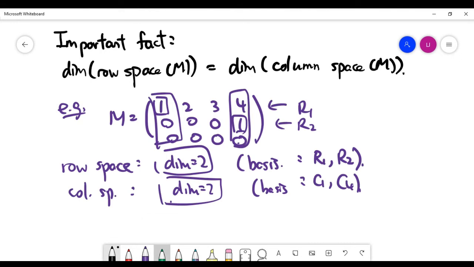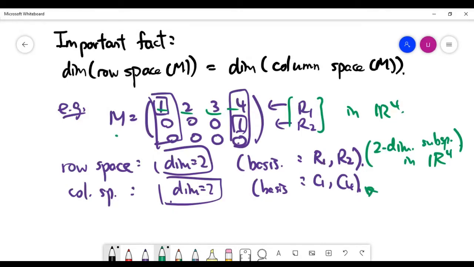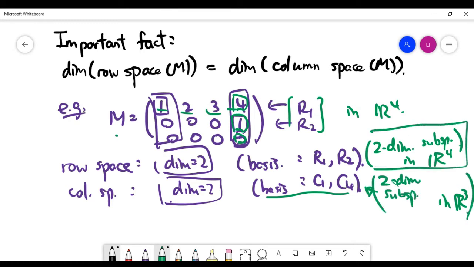And if you try to describe the row space more precisely, you see both rows have actually 4 coordinates, right? So it means both rows are actually in R4. So it basically means the row space is a 2-dimensional subspace in R4, right? And how about the column space? The column space, you see, each column vector actually has 3 coordinates. It means the column space actually must be sitting in R3. And we understand that the dimension is 2. It basically means it's a 2-dimensional subspace sitting in R3. And of course, these two spaces are not the same, right? But what I'm emphasizing is the dimension is actually the same.